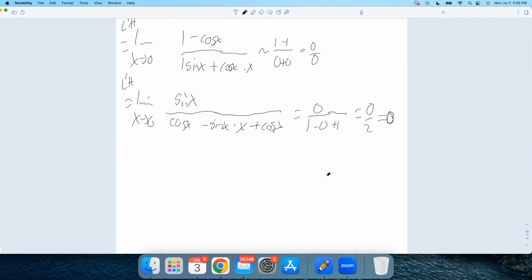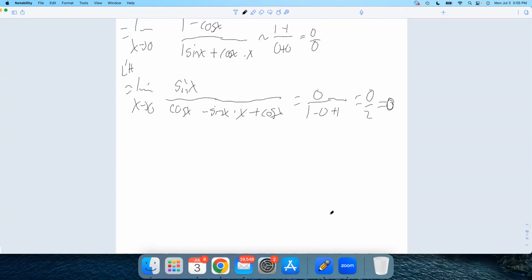Okay, what about some tricky ones? Some other indeterminate forms. So, 0 to the infinity, 1 to the 0, 0 times 0. None of these we can't do.